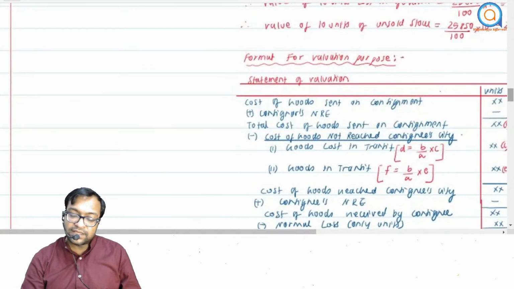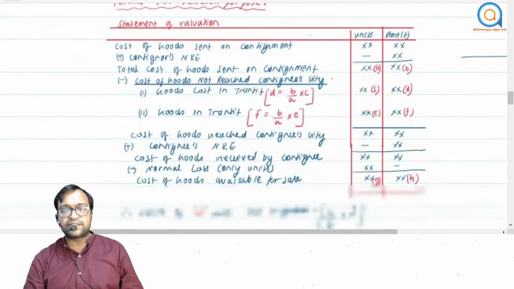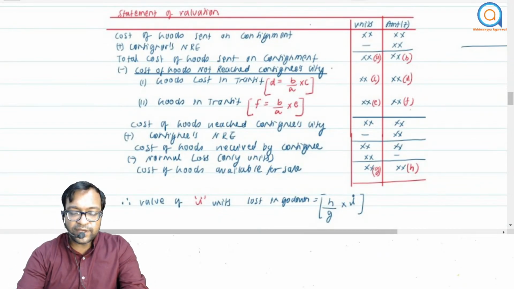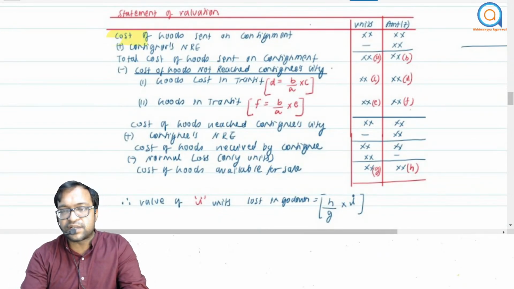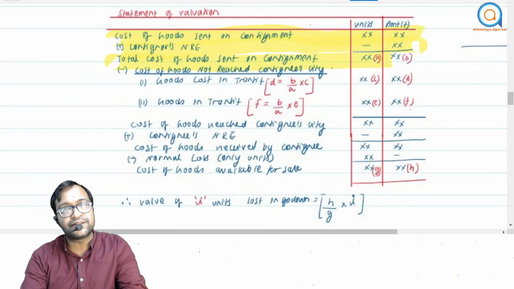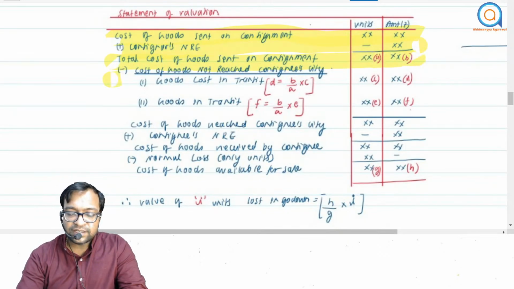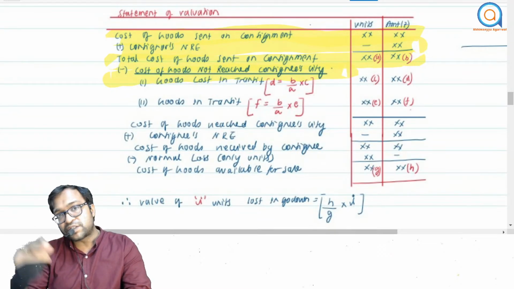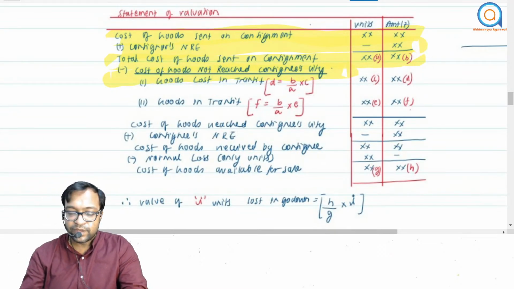This is the format. Just remember this format of valuation, how to find closing stock or abnormal loss. First we will take cost of goods sent on consignment. Add consignor's non-recurring expense. You will get total cost of goods sent on consignment. From total cost you deduct cost of goods not reaching the consignee city, for example, goods lost in transit or goods in transit. Then you get cost of goods reaching the consignee city.